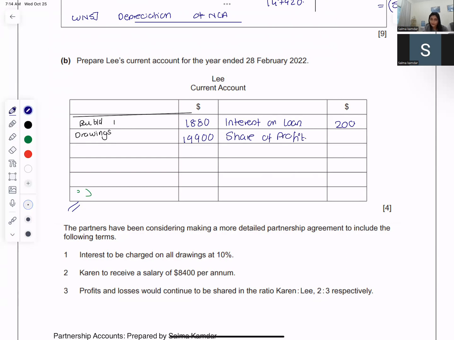Now there is no more information that was related to Lee. So I will close this account. This is 32,172. So when I close this account, the total of my credit side is 32,372, which is more.